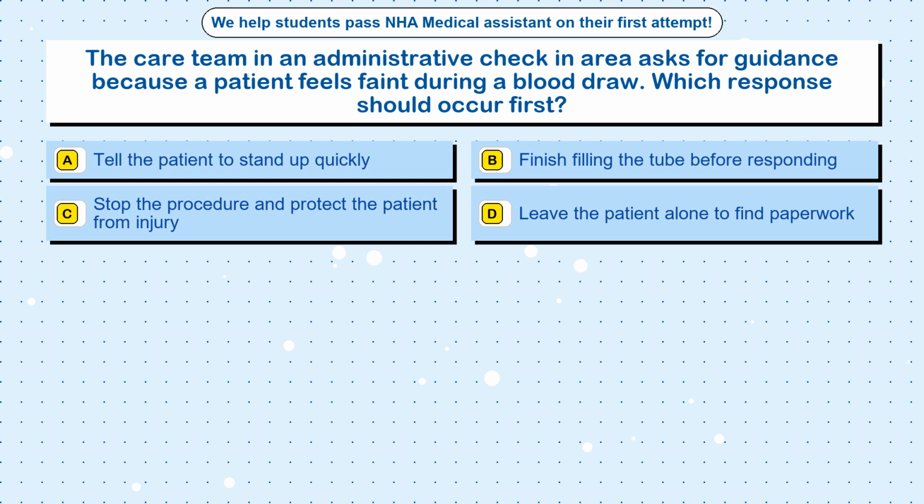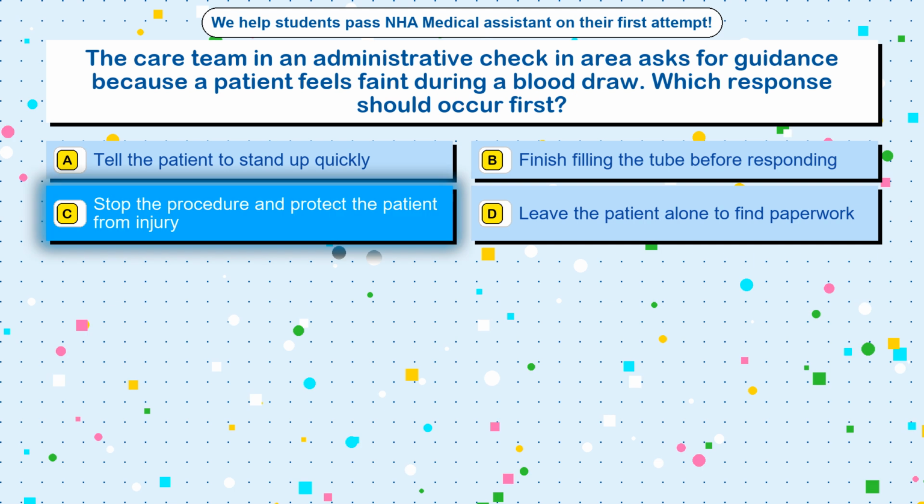Question 3. The care team in an administrative check-in area asks for guidance because a patient feels faint during a blood draw. Which response should occur first? Option A, tell the patient to stand up quickly. Option B, finish filling the tube before responding. Option C, stop the procedure and protect the patient from injury. Option D, leave the patient alone to find paperwork. The correct answer is option C, stop the procedure and protect the patient from injury.